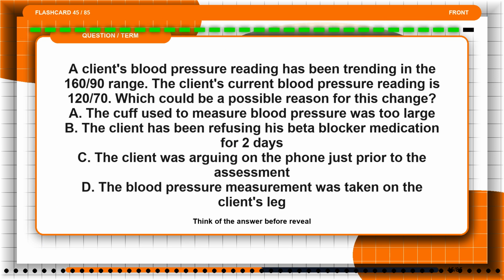Flashcard 45. A client's blood pressure reading has been trending in the 160/90 range. The client's current blood pressure reading is 120/70. Which could be a possible reason for this change? A. The cuff used to measure blood pressure was too large. B. The client has been refusing his beta blocker medication for 2 days. C. The client was arguing on the phone just prior to the assessment. D. The blood pressure measurement was taken on the client's leg.